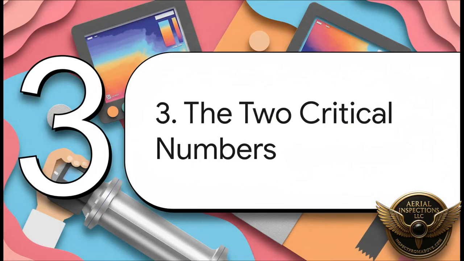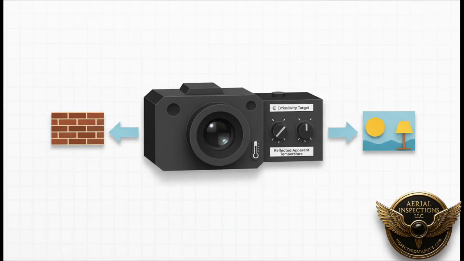Okay, so if the camera can be so easily fooled by reflections, how in the world do we get an accurate reading? Well, the answer is we have to step in. We have to give the camera two critical numbers about what it's looking at. So here are your two jobs. First, you have to tell the camera the emissivity of the target.